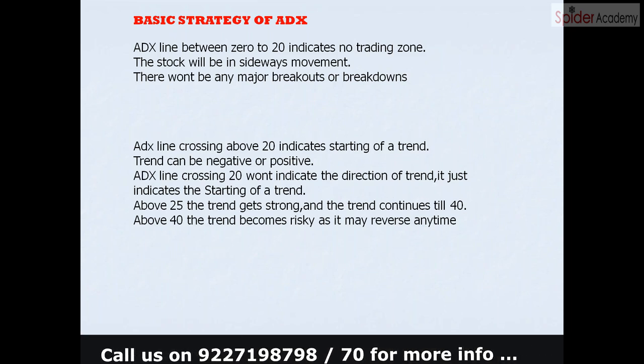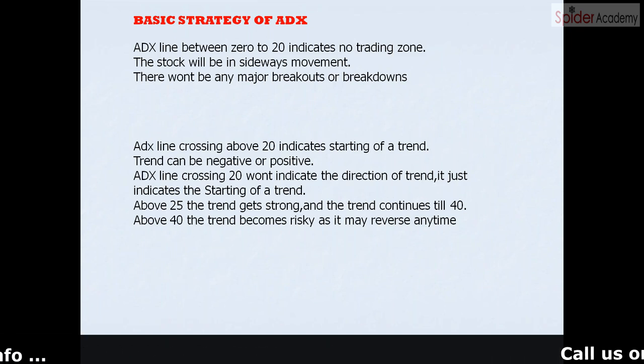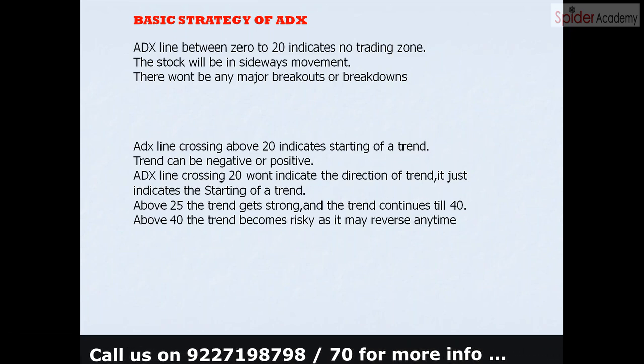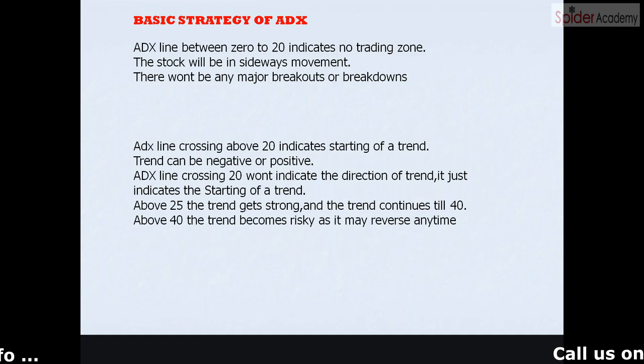Whether to buy or sell will be decided by DI. Above 25 the trend gets strong and the trend continues till 40. After 20 the trend becomes risky. Usually above 25 is a buy signal, and at 40 you can exit, because above 40 it becomes a volatile trend and it's difficult to manage the trade.